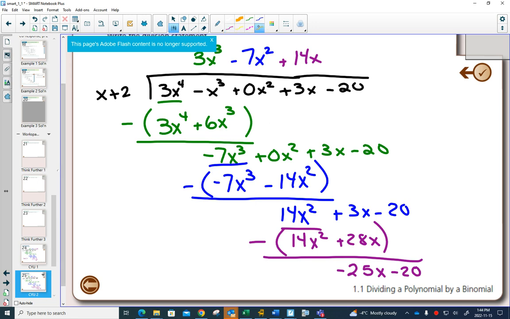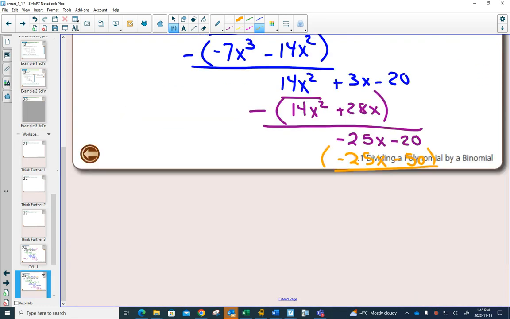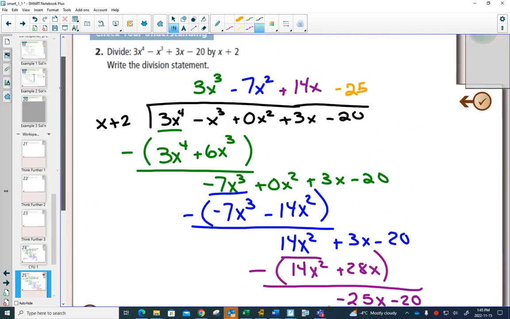Switch colors again. It's going to be minus 25. Give me minus 25x minus 50. And brackets around and subtract. Again, this is where you're going to make the mistake. Negative 20 minus negative 50, plus 30. That will be the remainder. So all the second example did was add the fact that we needed a 0.